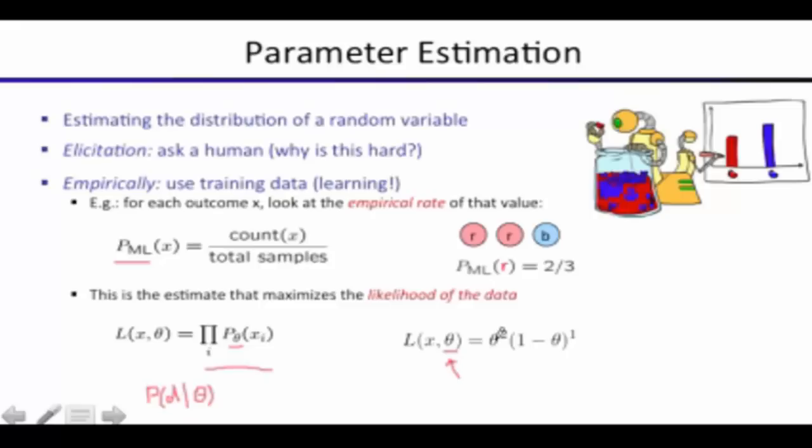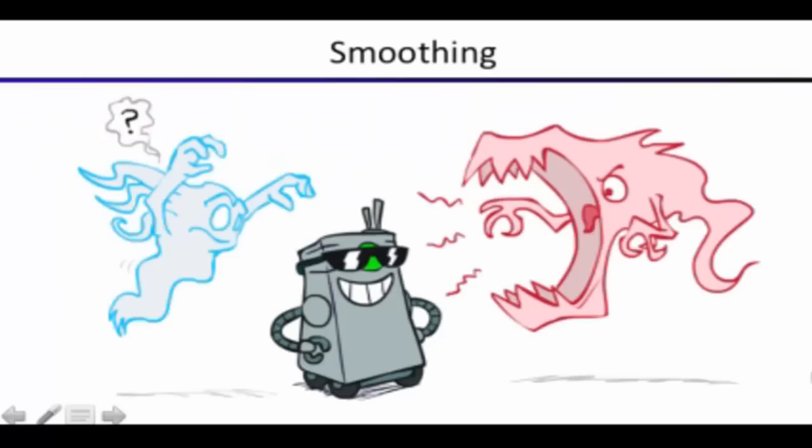In general, it's a worthwhile exercise trying this out. If you have theta to the x times 1 minus theta to the y, the maximum of that is going to be at x divided by x plus y. That's a good exercise for your understanding. So that's where that came from. So maybe we can do something better.